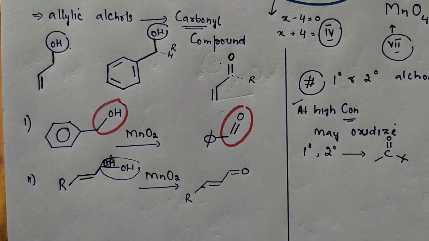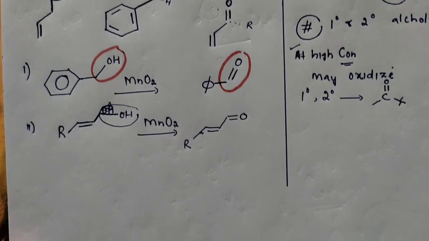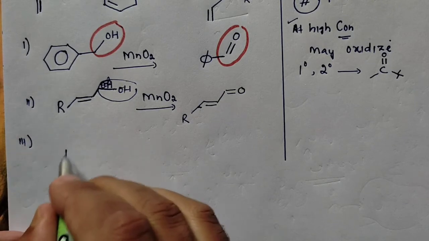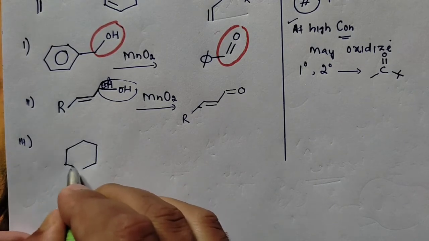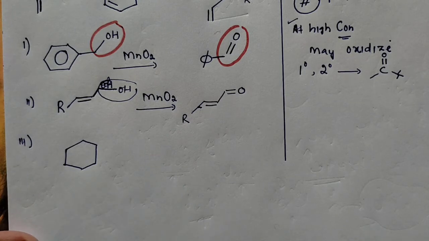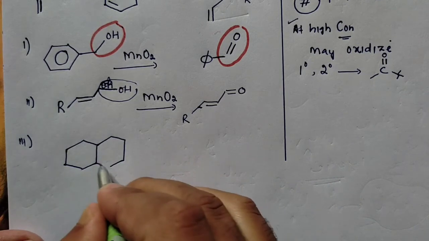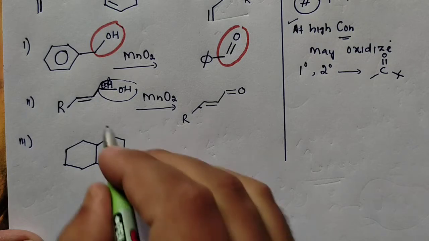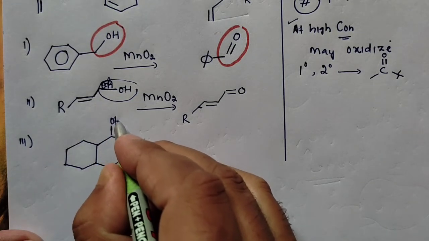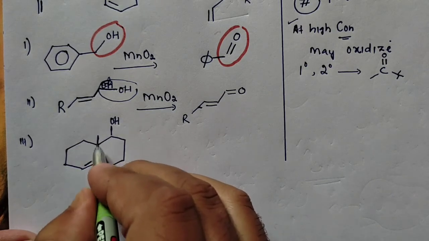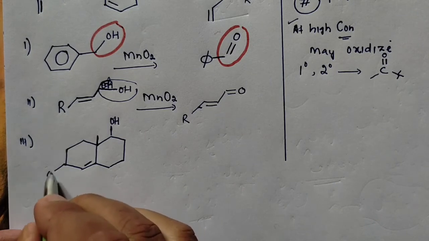Okay. Likewise, let's do some more examples. If we have this type of compound, we have to just remember the property of this oxidizing agent, so we can do any type of transformation. This is your compound, then you have OH here. This example was asked in some exam. It's a double bond here. We have a methyl group here and an OH group here.